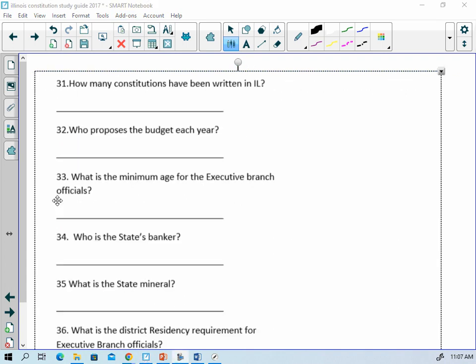We're back again. How many constitutions have been written? 4. Four state constitutions. Who proposes the budget each year? The governor proposes the budget. What's the minimum age to be an executive branch member? It's 5 times 5, which is 25. Because Article 5, you must be 25 years old.